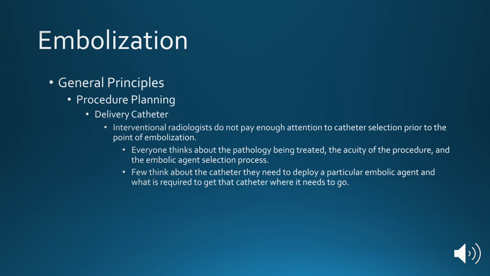We also have to think about the delivery catheter. I know for sure that most interventional radiologists don't pay enough attention to catheter selection prior to the point of embolization. Everyone likes to think about the pathology that they're treating, the acuity of the procedure, and the embolic agent selection process. But few people think about the catheter that they need to deploy a particular embolic agent and what's required to get that catheter where it needs to go.